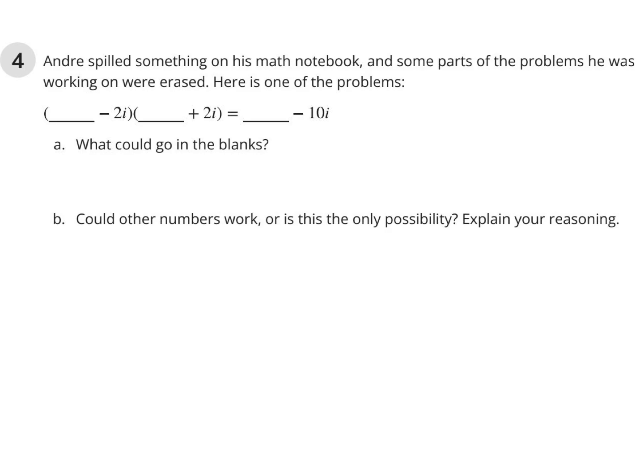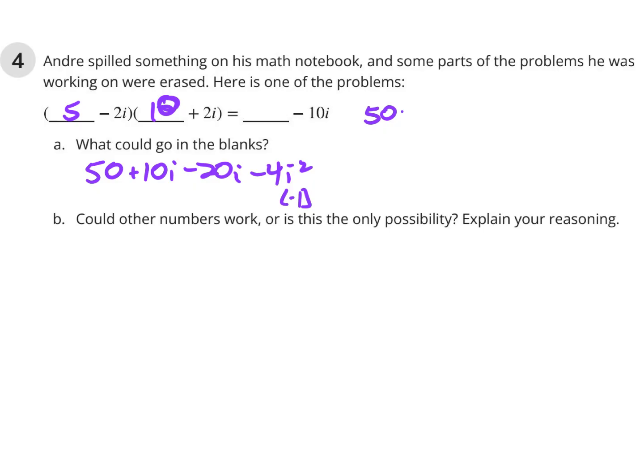Andre spilled something on his math notebook, and some parts of the problem he was working on were erased. Here's one of the problems. So let's see. We just got to pick some numbers. Let's pick 5 and 10. Let's see. 5 times 10 is 50. 5 times 2i is plus 10i. Negative 2i times 10 is negative 20i. And negative 2i times 2i is minus 4i squared, which is negative 1. If i squared is negative 1, then that means plus 4.